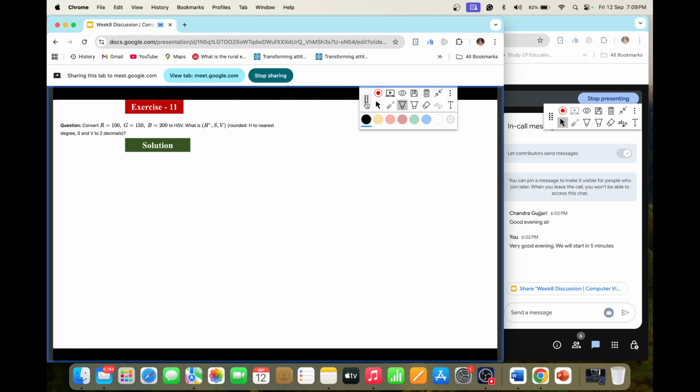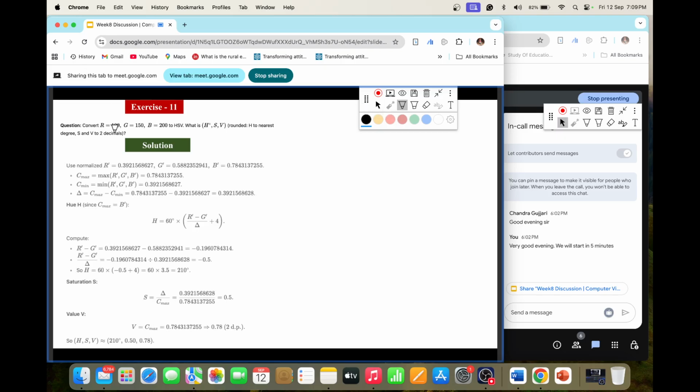So for HSV, RGB is given and you have to calculate HSV. How do you calculate it? First you need to normalize R, G, B to R dash, G dash and B dash. Very easy, just divide by 255 and you will get the normalized R dash, G dash, B dash, and then you get the C max. What is the maximum? Maximum is B dash.